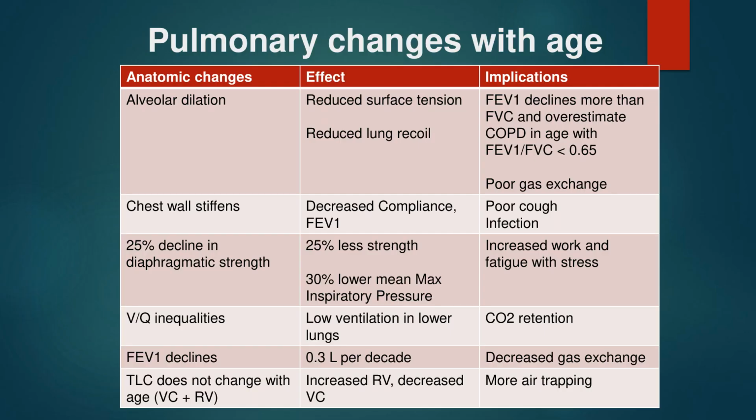Here's a table of different pulmonary changes. Notice the FEV1, forced expiratory volume in 1 second, declines with the age. Also note the VQ inequalities. There's lower ventilation in the lower half of the lungs, and for that reason, people as they get older need to be sitting up rather than lying down for optimal gas exchange.